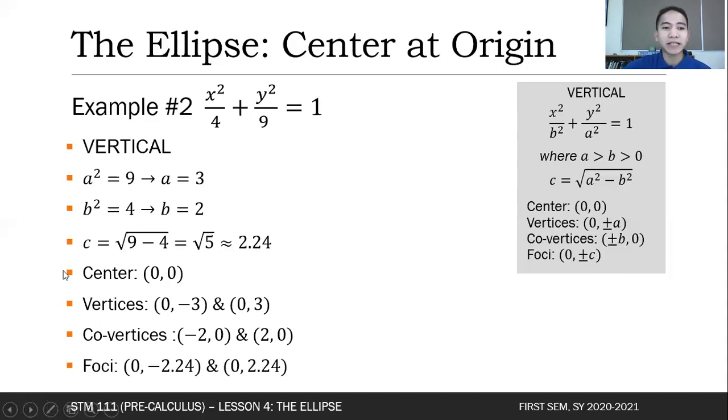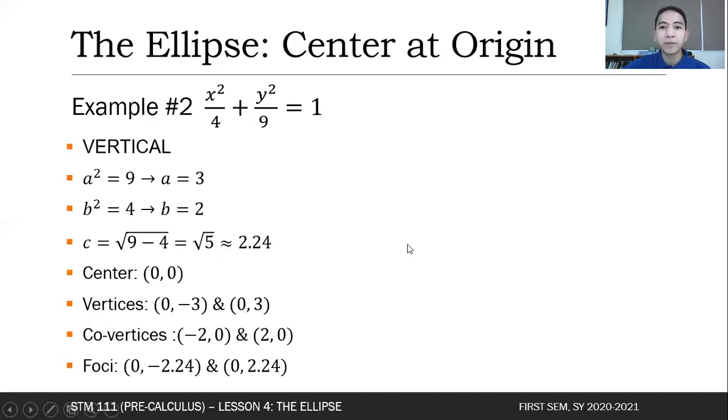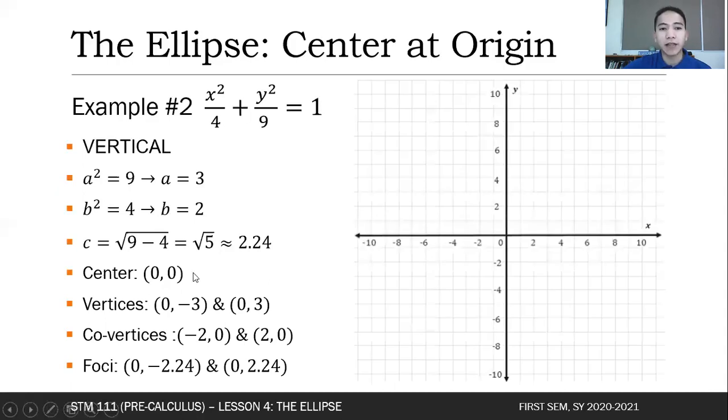So dahil meron na tayong 7 points dito for the ellipse, pwede na nating i-plot sa isang Cartesian plane. So first, again, ipa-plot natin yung center. Yan, at the origin. Vertex 1, 0 and negative 3. Dito. Then vertex 2, 0 and positive 3. And the rest of the points, we plot them. Yan, co-vertex 1, negative 2, 0. And co-vertex 2, 2 and 0.